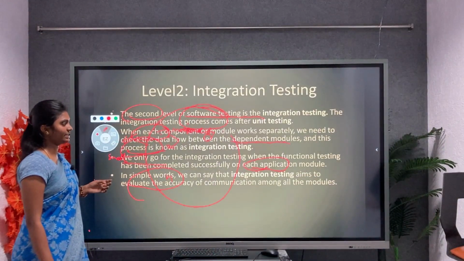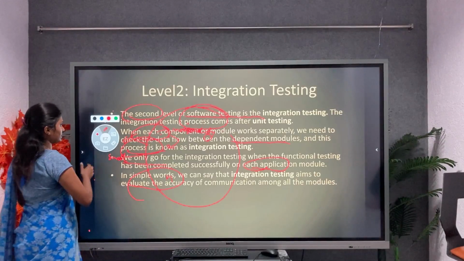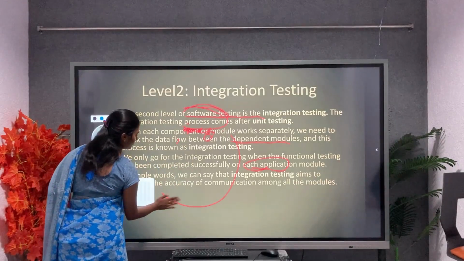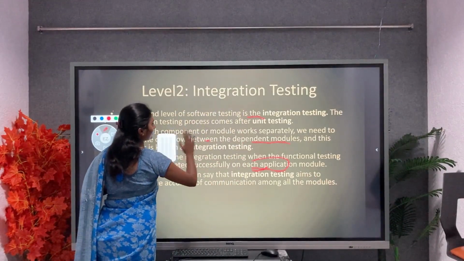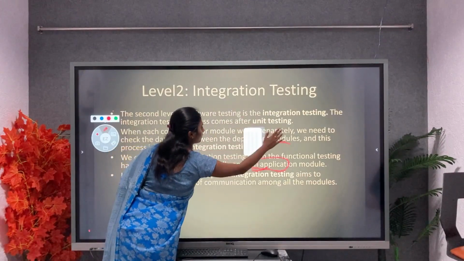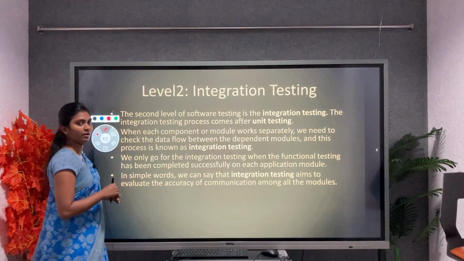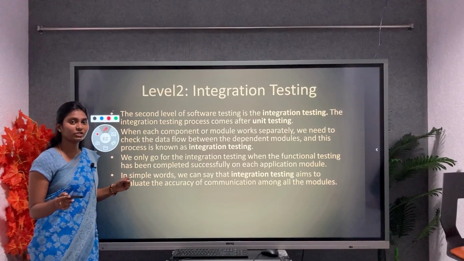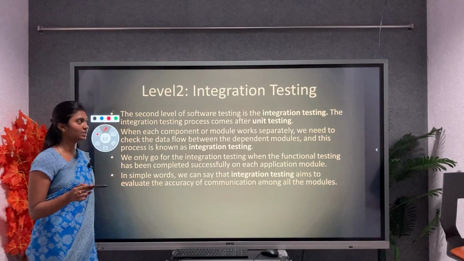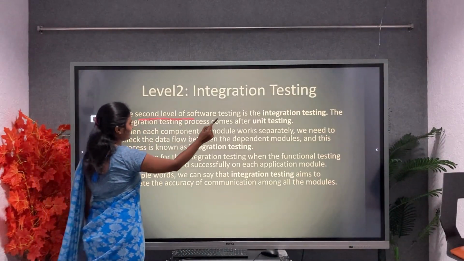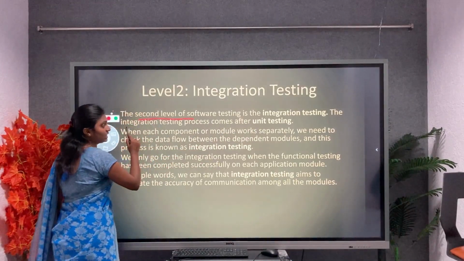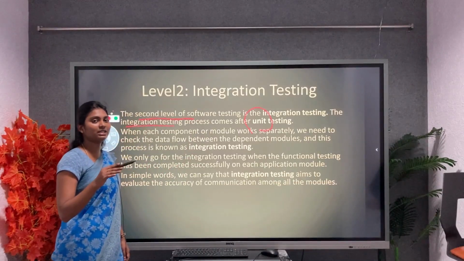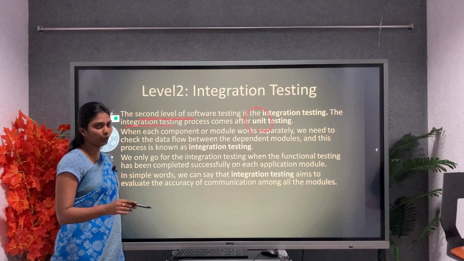Next one, integration testing. What is integration testing? It is nothing but the interaction between two modules. The second level is integration testing, which integrates the process after the unit testing. It is the second phase, which comes after unit testing.